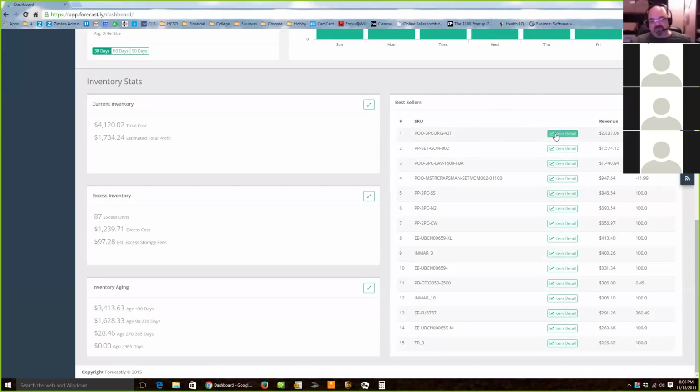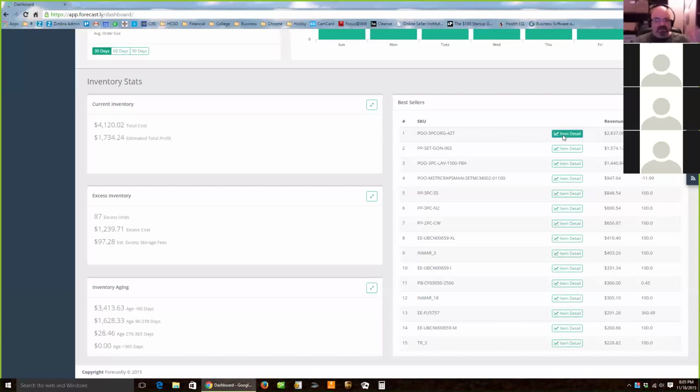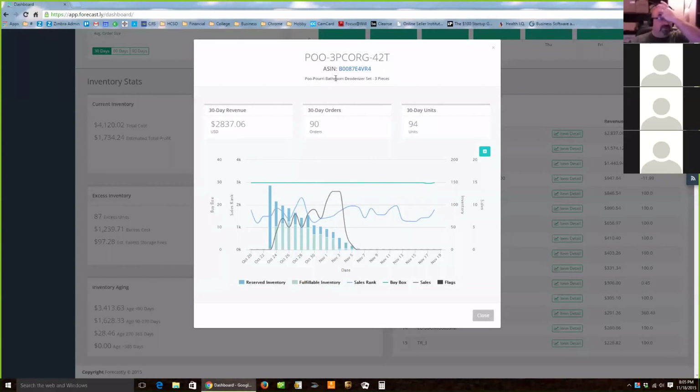This is kind of like your own Camel. So for one of my top sellers, you can pull up the screen. There's a link to the ASIN, which will take you right to the Amazon page. It shows you your 30-day revenue, orders, and number of units, and then it shows some interesting graphs.